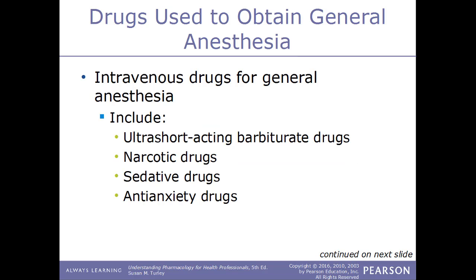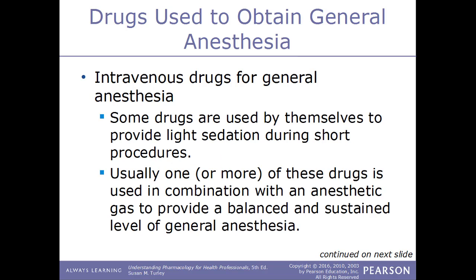Now, IV drugs for general anesthesia could include ultra-short-acting barbiturate drugs, or narcotic drugs, or sedative drugs, or anti-anxiety drugs. Now, some drugs are used by themselves to provide light sedation during a short procedure. Usually one or more of these drugs is used in combination with an anesthetic gas to provide a balanced and sustained level of general anesthesia.